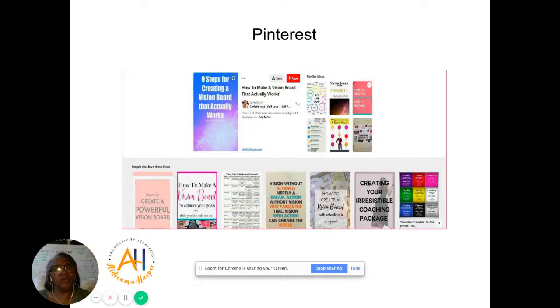Now, I'll tell you that for me personally, I actually don't use Pinterest, because for me, it was another platform to keep up with, and it became a little bit overwhelming.